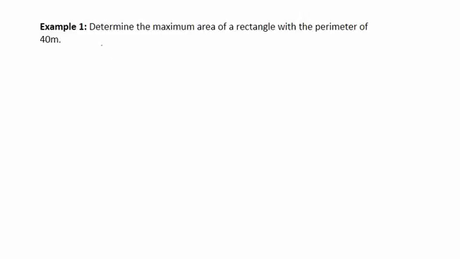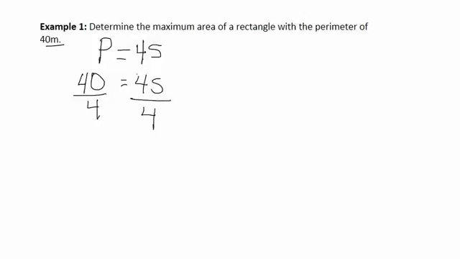We know that our formula for optimal perimeter is P equals 4 times the side length. Now let's plug in our 40 meters for the perimeter and solve for S. Let's divide both sides by 4. These cancel out, and we're left with 10 equals S.